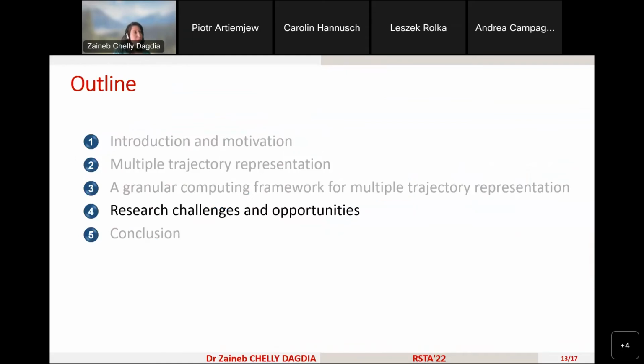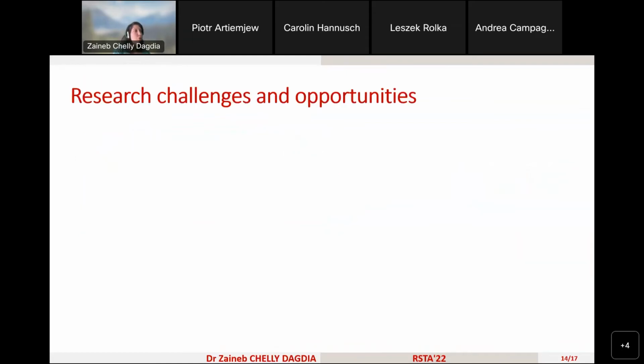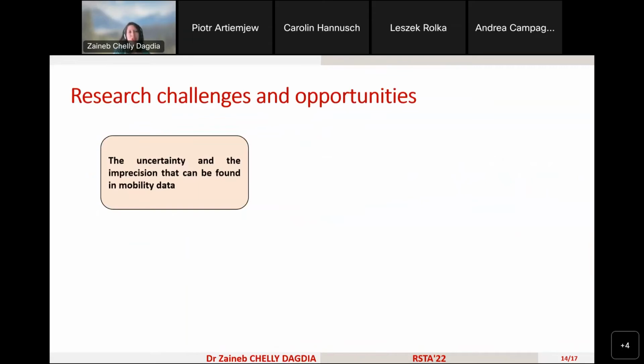So very quickly, I'm going to conclude with the research challenges and opportunities. With this mobility data, we cannot avoid talking about uncertainty and imprecision. So let's take an example. If you have, for instance, a tourist group visiting a city, a specific place, a theater, for instance, and they have mentioned their location twice in an hour. But then when you are using your app and it's about slacking, you have to choose randomly one location. And then there is an accident around that location.